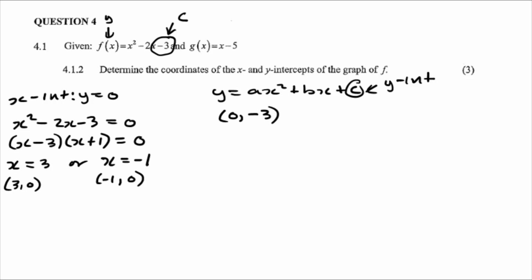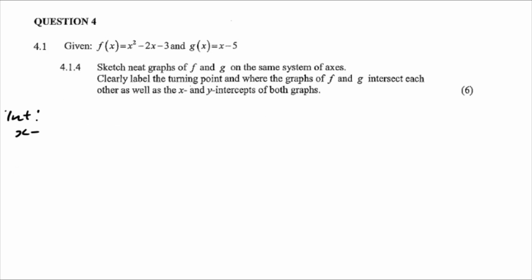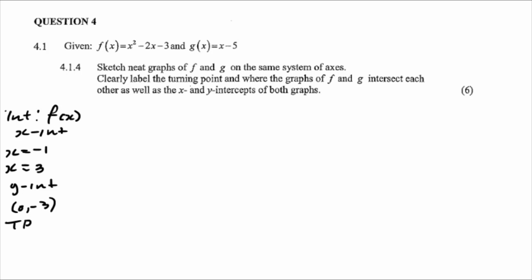So if we can just summarize them here, for f of x, we have the x-intercepts, which the first one was x is equal to -1, and then the next one was x is equal to 3, and then your y-intercept, we had the point 0 and -3, and then your turning point, we had 1 and -4. So that was a summary of f of x.